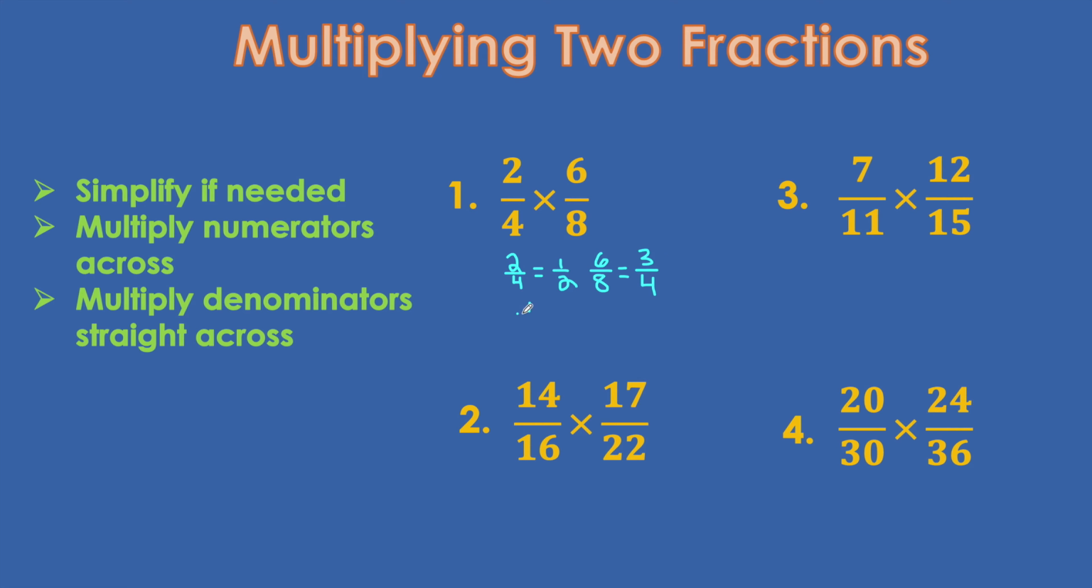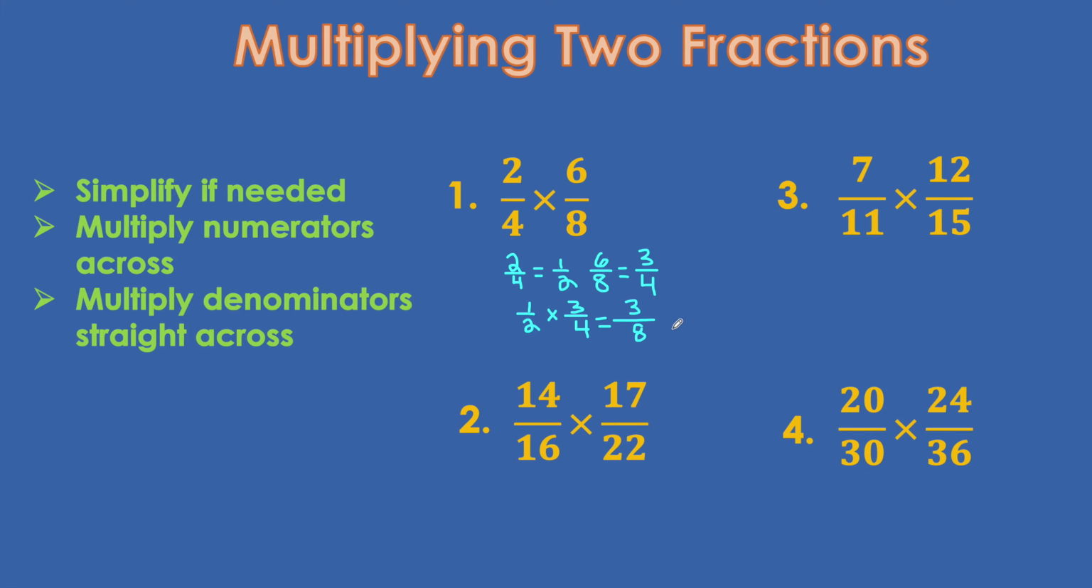So it would be 1/2 times 3/4. Now we multiply the numerators. 1 times 3 is 3. 2 times 4 is 8. And we can't simplify it any further, so 3/8 is our final answer.